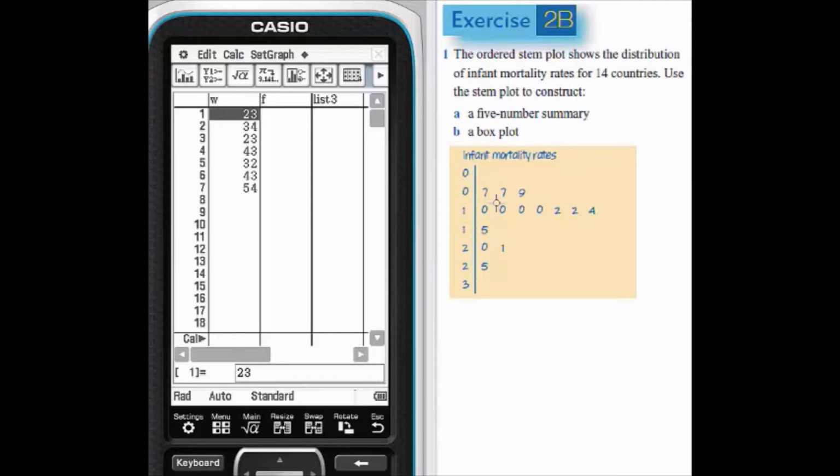On the right hand side is the second digit of the 2-digit number. Sometimes you'll be given a key that says 0.7 means 0.7. Here we don't have a key, so I'm assuming that 0.7 means 7. What I'm going to do is go to the calculator.